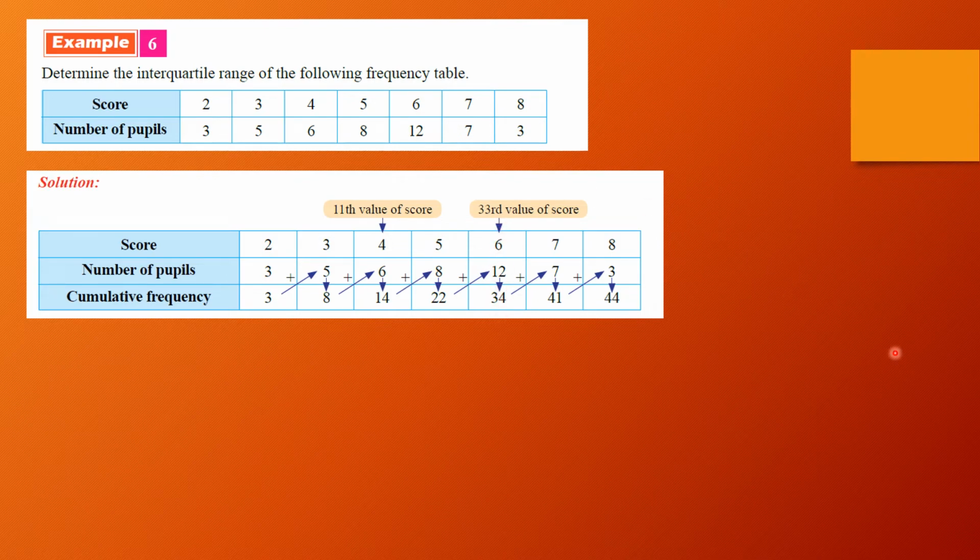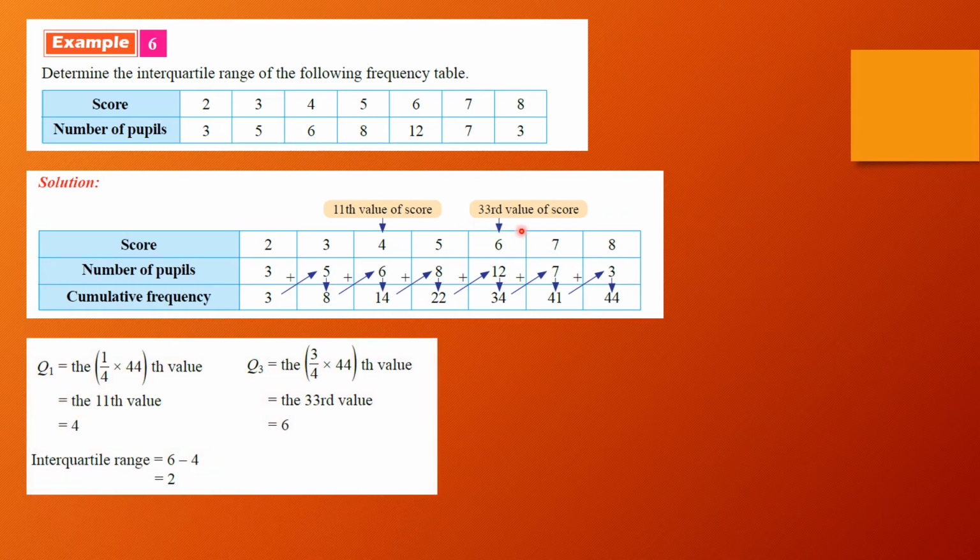So your interquartile range is third quartile. We refer to the score. So 6 minus the first quartile is 4. So interquartile range is 6 minus 4, that is 2.